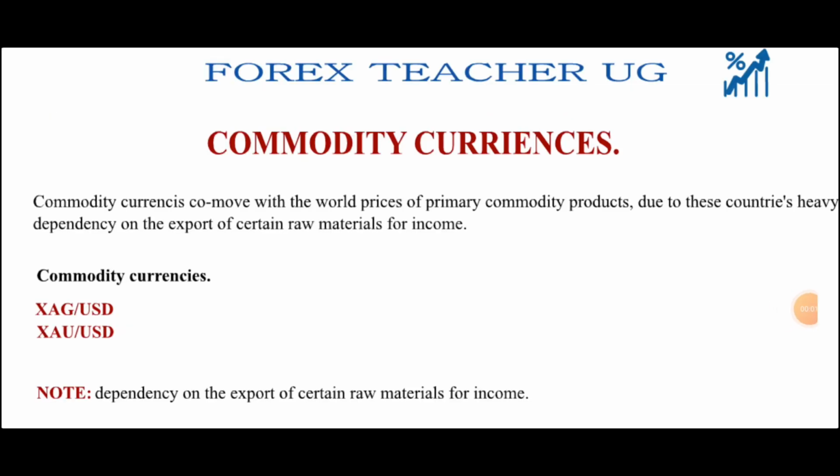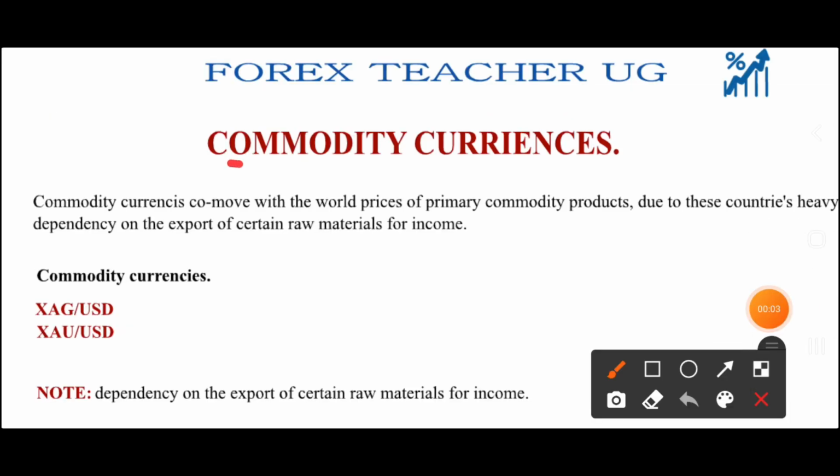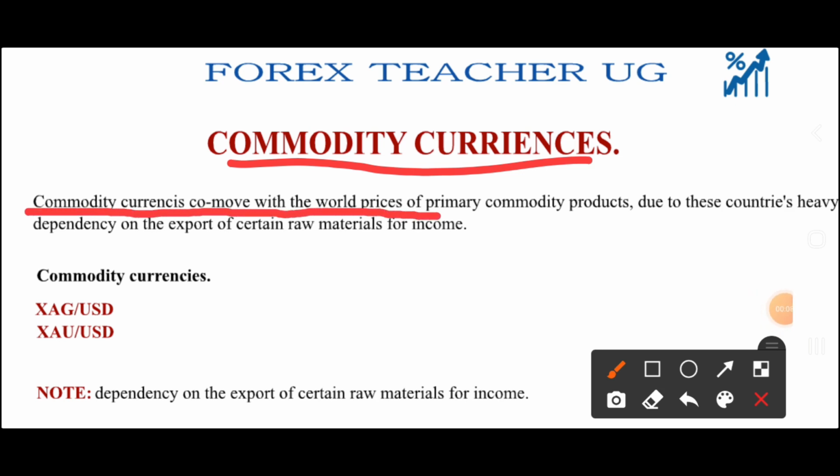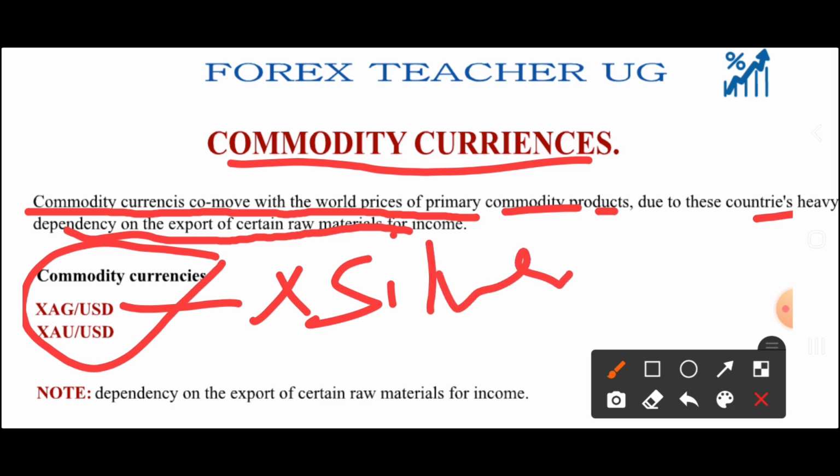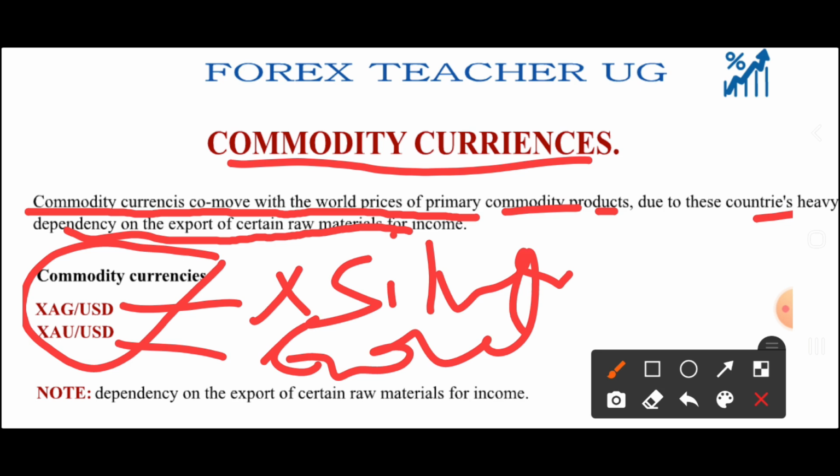So let's look at the commodity currencies. Here we are going to see that commodity currencies move with the world's prices of primary commodity products, due to these countries' heavy dependence on the export of certain raw materials for income. So for the commodity currencies, we have XAG, which is silver, and XAU, which is gold. Let's look at them in detail. So let's note that it depends on the export of certain raw materials for income.